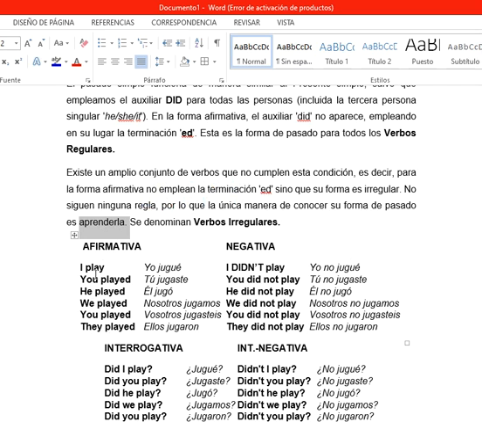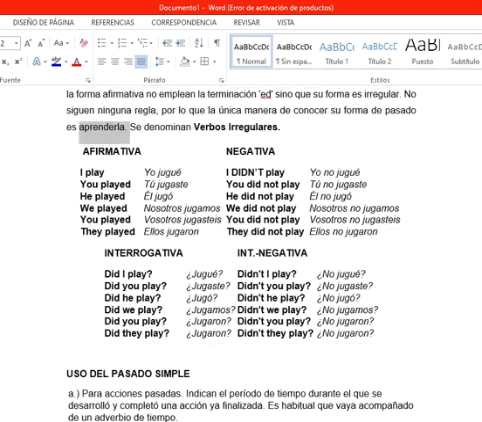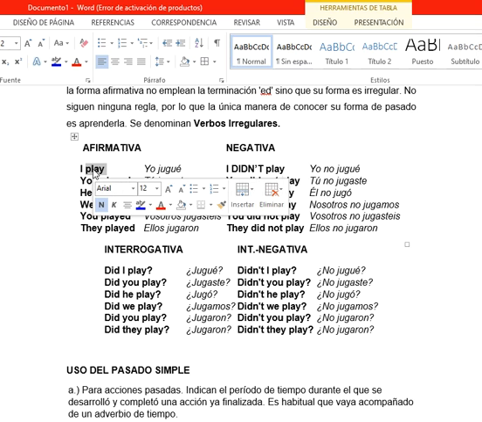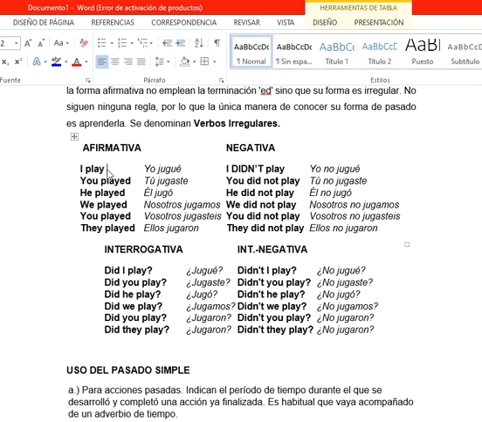Here you can find some examples. In this case, we're going to see how the verb play is conjugated with all the pronouns. I play in the affirmative form. First of all, we need a subject and then we put our verb. But taking into account that this one is in past, we have to add ed. Yes, ed. You played, he played, and so on.